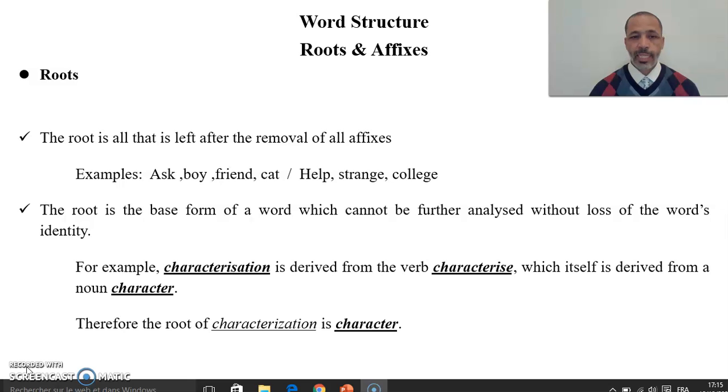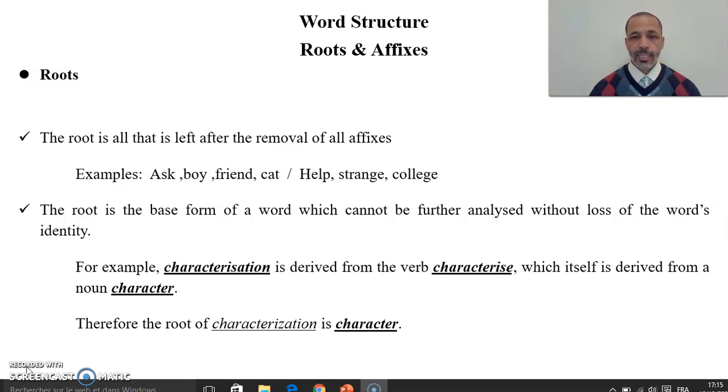So let's start with root. A root is defined as what is left of a word when you remove all affixes. This is a very operational definition, because when you take a word and you remove the affixes which are attached to that word, that part of the word which is left is called the root.